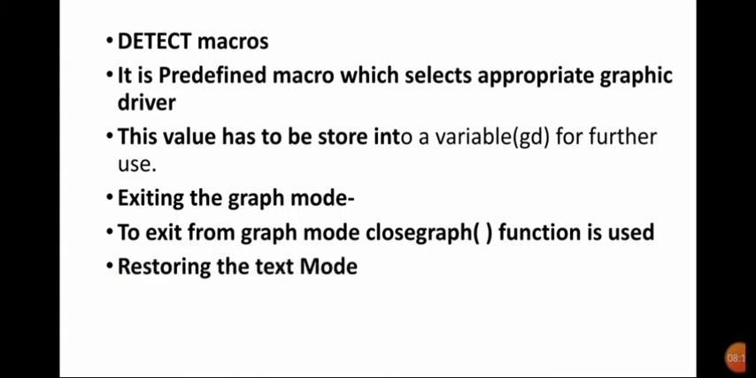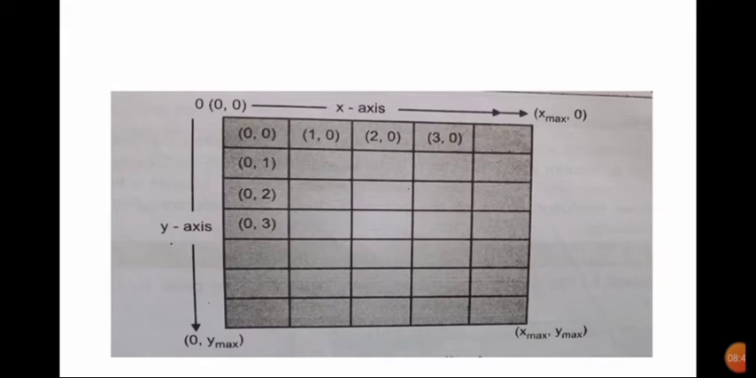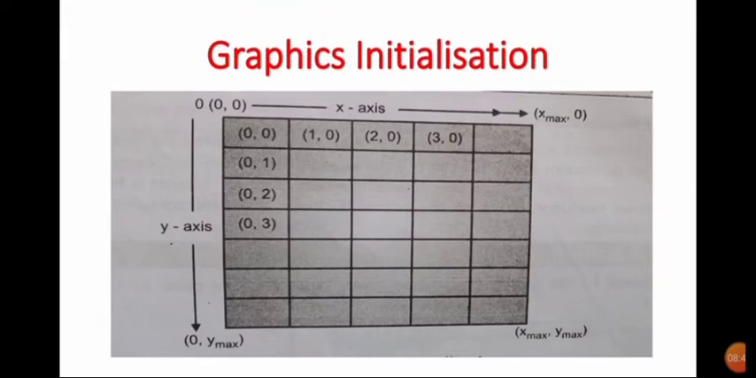Now, restoring the text mode. restorecrtmode is used to restore the screen mode to the state prior to the graphic setting. So whenever you want to set the graphic setting, prior to this you have to use restorecrtmode. So now let us see initialization of graphics.